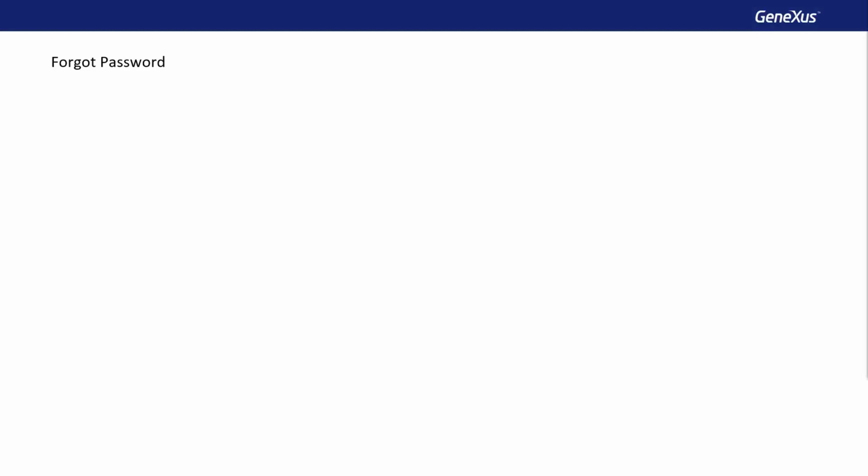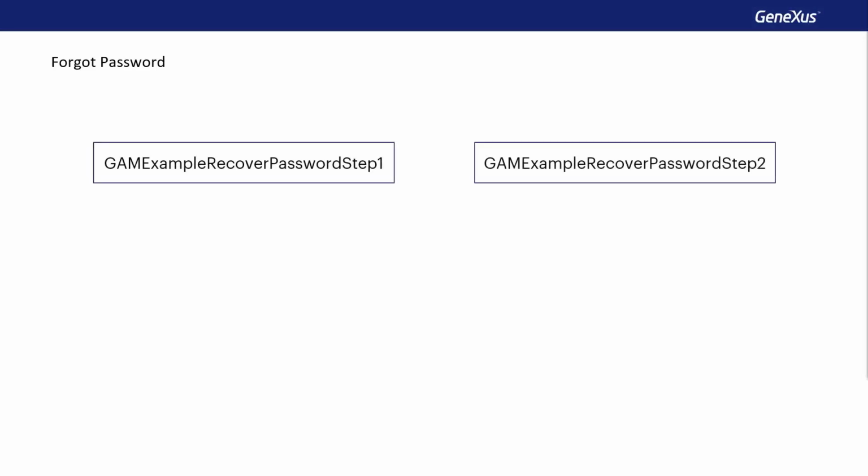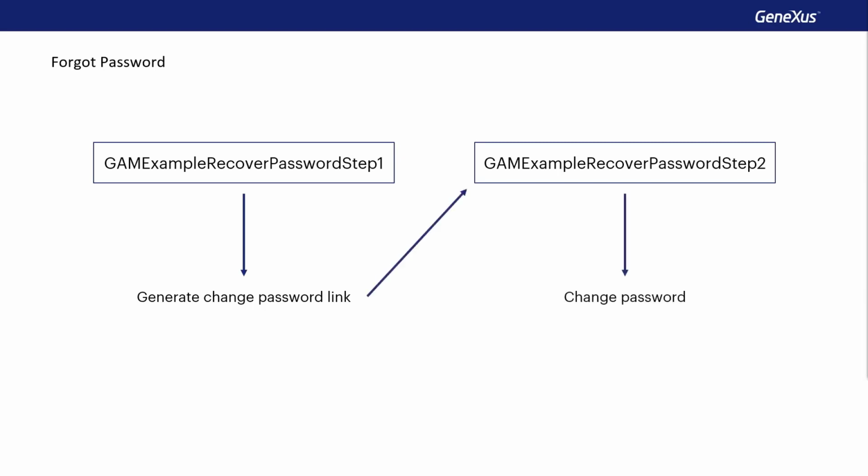Two objects are distributed with the Gam examples library: Gam example recover password step 1 and Gam example recover password step 2, which provide a solution in case of a forgotten password. The idea is that the Genexus user completes these examples as needed. With the first one, application users can enter their username or their email in order to change their password through it. In order to protect user confidentiality, a link to the second web object is sent to the user's email address, through which he or she can finally change the password. More details on this implementation can be found in the Genexus wiki.